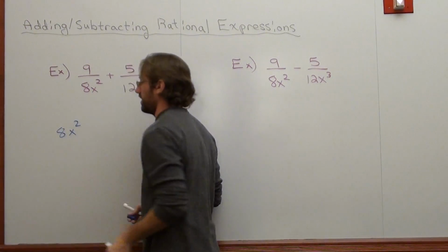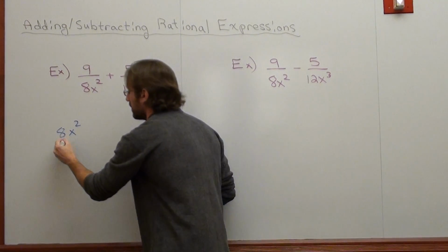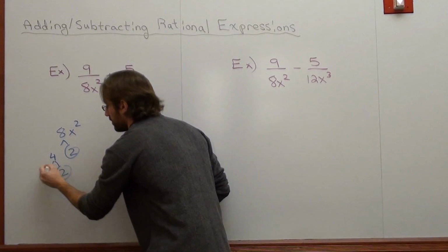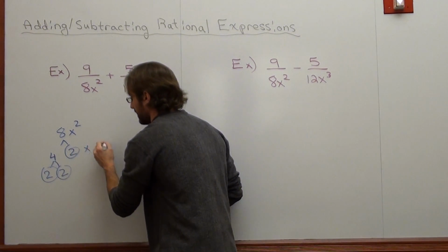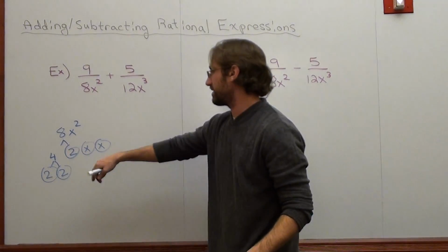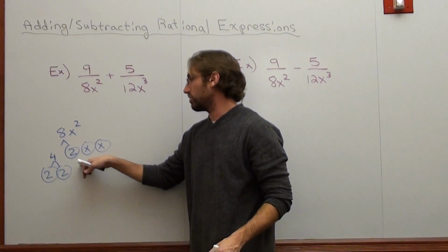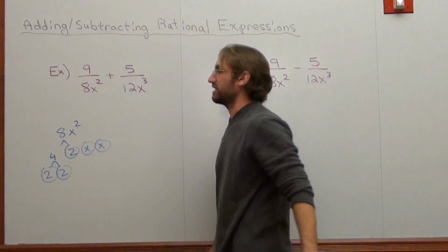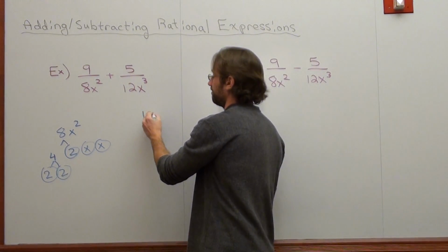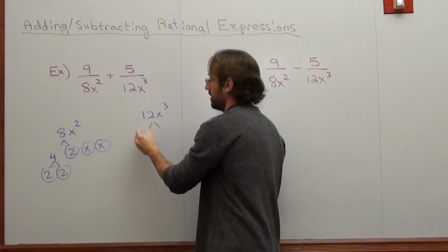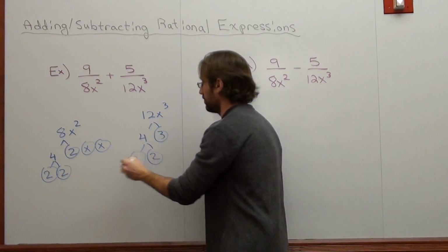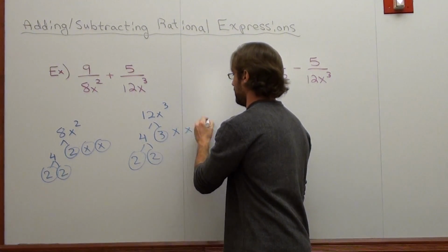So I got 8x squared. What I do is I split it. 4 and 2, 2 and 2. X squared just splits into x and x. So when I prime factorize 8x squared, I got 2, 2, 2, x and x. Okay? When I prime factorize the 12x cubed, pardon me, 4 and 3, 2 and 2, and 3 x's.